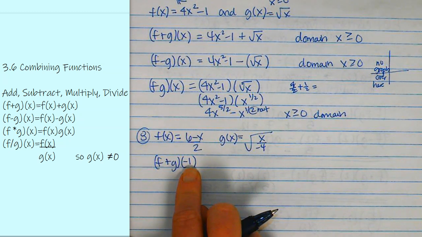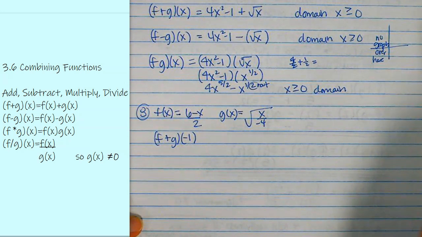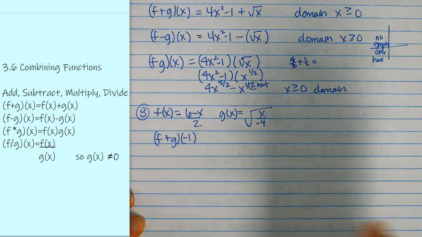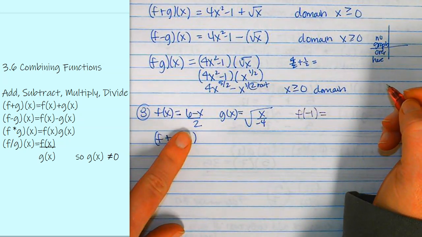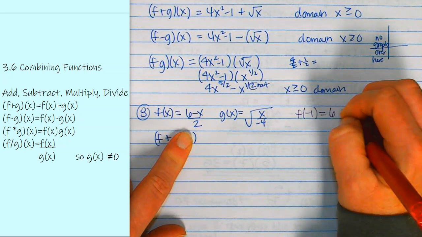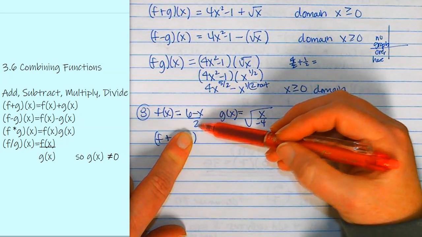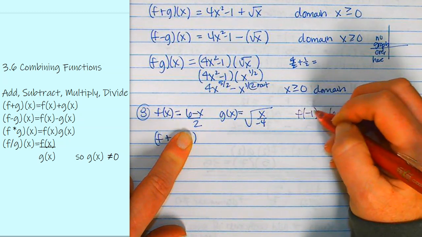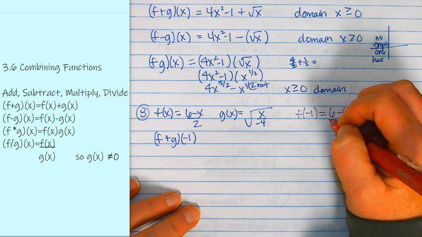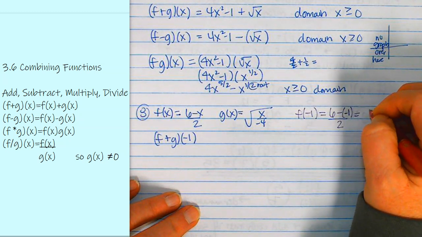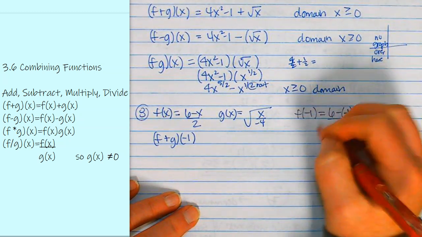So the first thing I want to do to make this a more simple problem is I'm going to go ahead and figure out what I'll get if I plug in negative 1. So over here, f of negative 1 means the function value. Here's f, 6 minus something over 2, and I'm supposed to put in negative 1 here. So that's equal to 6 plus 1 over 2, that's 7 halves. So I know what f of negative 1 is.